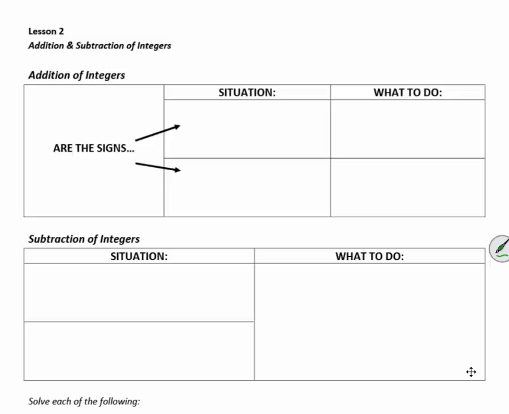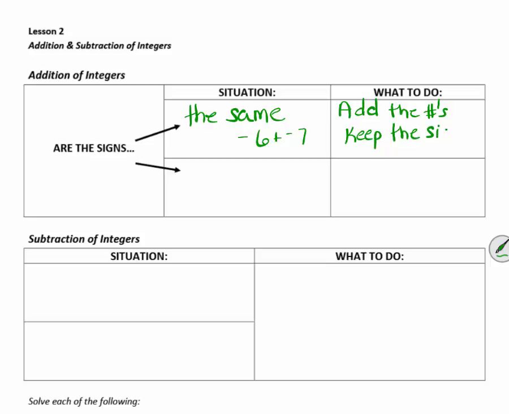Addition of integers. We have two situations. Are the signs the same? For example, that would mean -6 plus -7. What do we do? We add the numbers and we keep the sign. Which means this one, -6 plus -7, would give you -13.